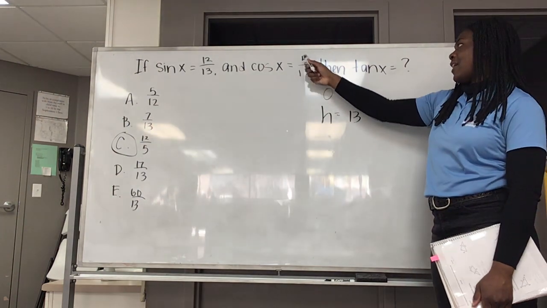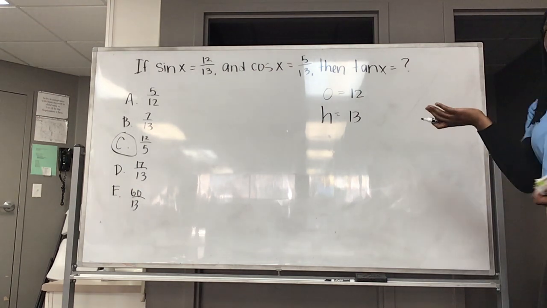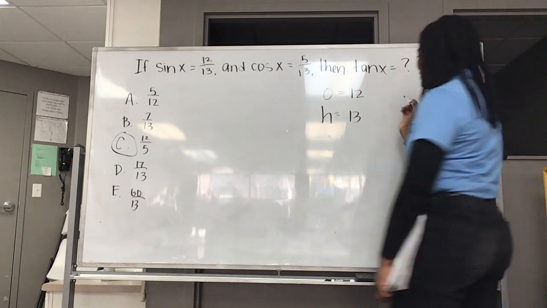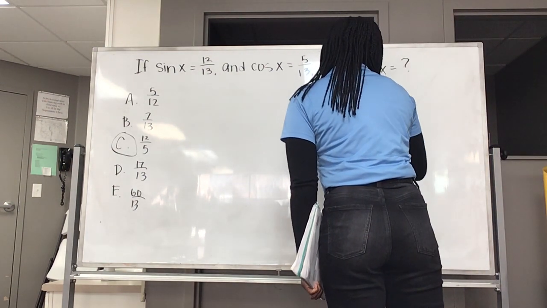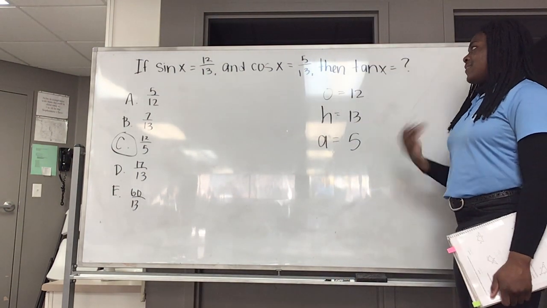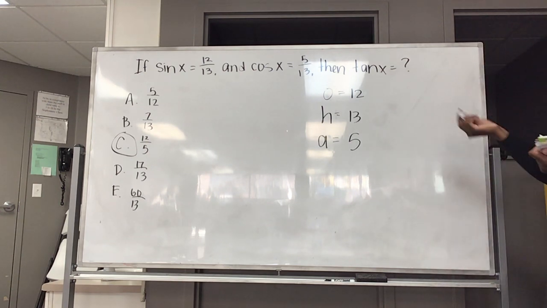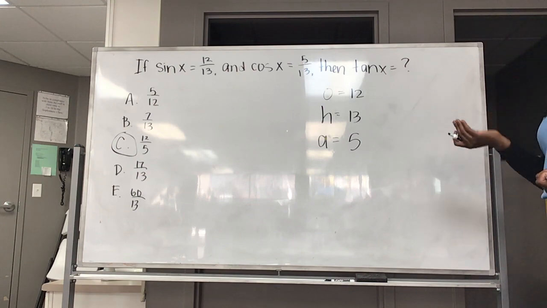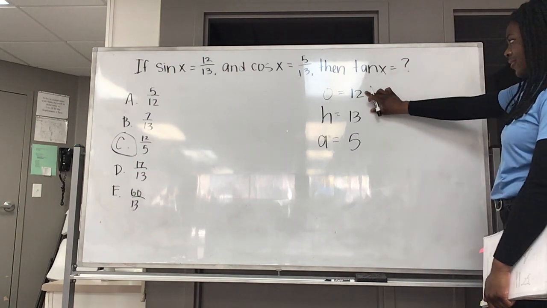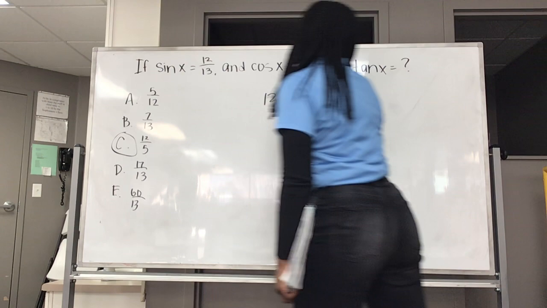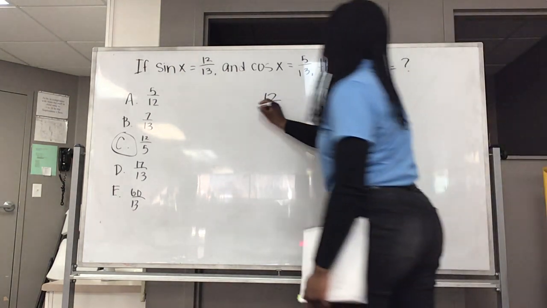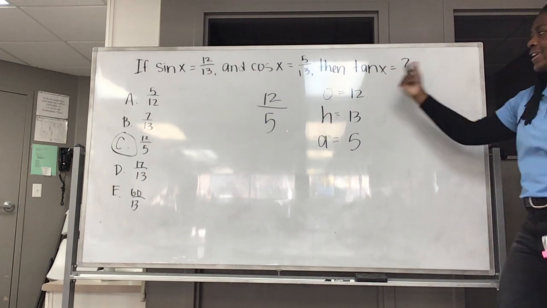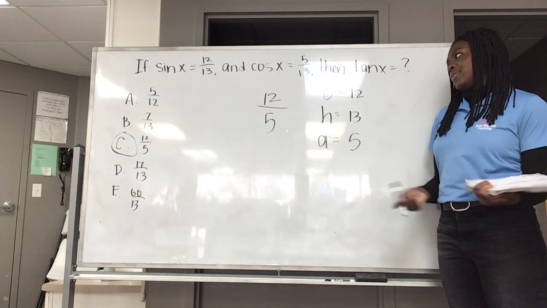For cosine, cosine of x told us it was 5 over 13. So remember, cosine is adjacent over hypotenuse. So that means 5 is the adjacent value, and then again 13 is the value of the hypotenuse. So now they said, what is tangent of x? Remember, tangent was opposite over adjacent. So our opposite was 12, and then adjacent was 5. So using sine and cosine, we can find that tangent is 12 over 5, and so the answer choice is C.